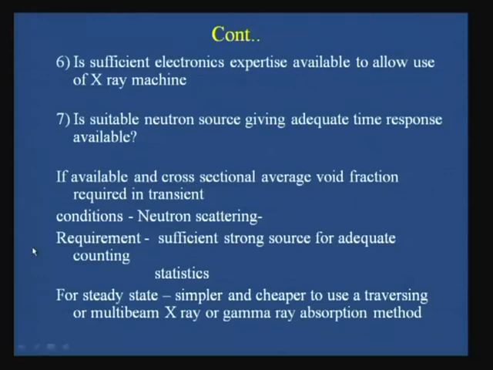Available and cross sectional average void fraction is required under transient condition, then definitely neutron scattering has to be used. Under these circumstances, a sufficiently strong source has to be used for counting statistics, that is, reduction of fluctuating error. For steady state, of course, if it is not transient; if it is transient, neutron scattering is the only technique. For steady state, definitely we can use a multi-beam X-ray or a gamma ray absorption technique. For transient measurements, of course, we can also use a one shot technique as well.